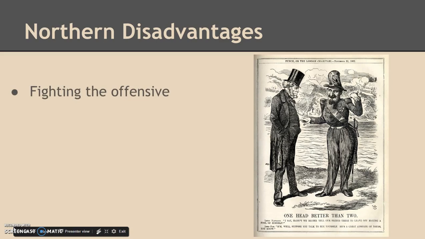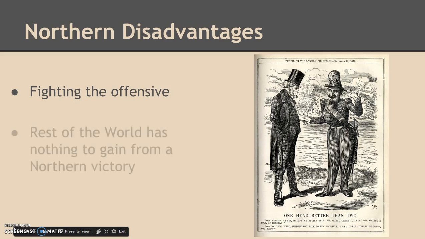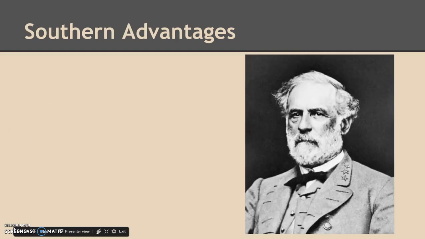The disadvantages of the North aren't quite so many. One, they're fighting the offensive, which is always harder to do, and also the rest of the world had nothing really to gain from a northern victory. In fact, it would have been ideal for England and France for the North to have failed, so they wouldn't be able to manufacture the cotton coming from the South. The Southern cotton then would have gone directly back to England, which was the world's number one textile producer at the time. So there wasn't going to be a lot of eagerness to go in and fight the Civil War and help the North.